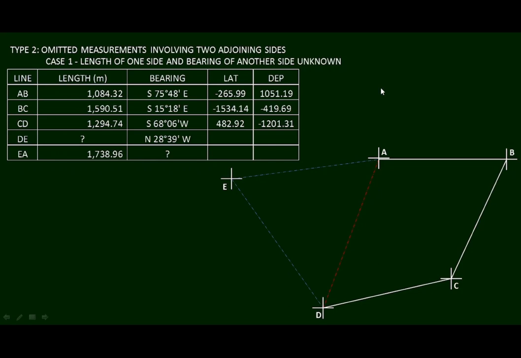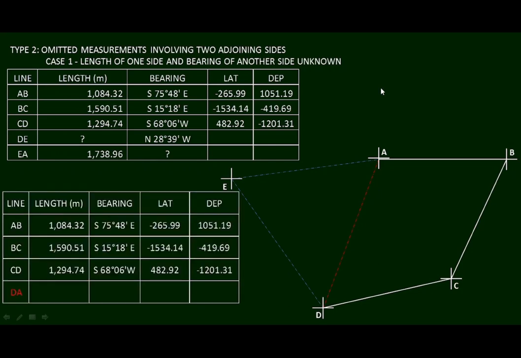So, after na nag-introduce tayo ng ating closing line, bumalik tayo sa type 1, wherein kailangan natin kunin yung length, bearing, latitude, and departure ng ating DA. Ano ulit yung ginawa natin last meeting? So, bago natin makukuha or masosolve yung length at saka yung bearing ni DA, yung ating closing line, we need to solve for the latitude and departure of DA. What did we do last meeting?